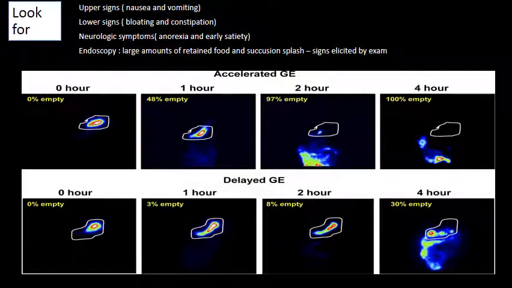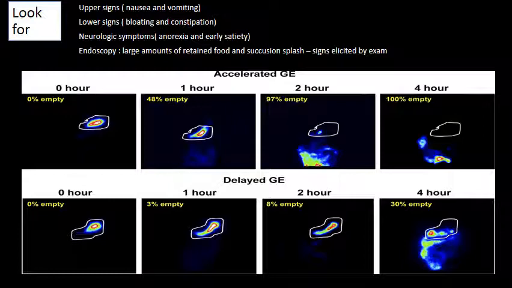Now this is an image of a gastric emptying study, and you can see how in accelerated gastric emptying the stomach is 100% empty by 4 hours. Whereas in delayed gastric emptying, as is seen in gastroparesis, the stomach is only 30% empty at the end of 4 hours, and just 8% empty at the end of 2 hours, whereas in accelerated gastric emptying or normal it is about 90 to 97% empty. So this is such a beautiful depiction of gastroparesis.